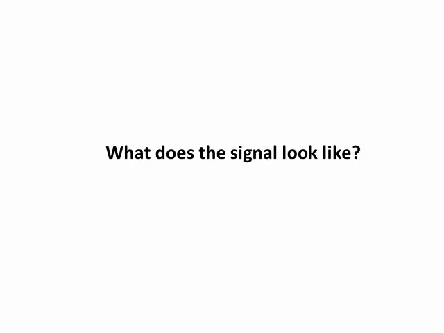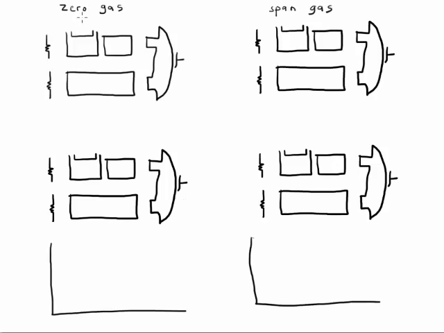The next thing I'm going to talk about is what the signal would look like coming out of each path, so the reference path and the sample path with both zero and span gas. On the left-hand side of the page, we have zero gas in both of the sample cell compartments. On the right side, we're going to have span gas in both of those compartments. So the left side of the page, zero gas, and the right side, span gas.